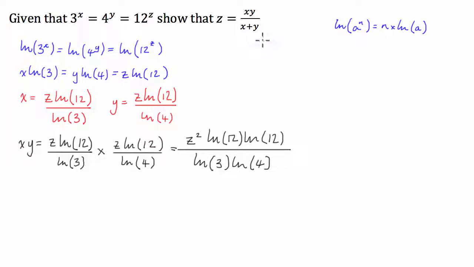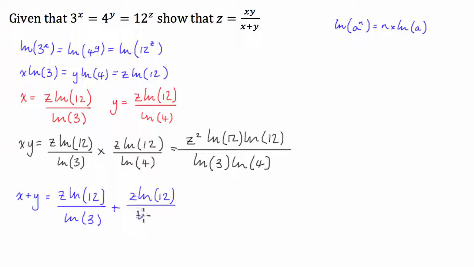Now for the denominator, x plus y. So x plus y is going to be equal to z ln 12 divided by the natural logarithm of 3 added to z ln 12 divided by the natural logarithm of 4.